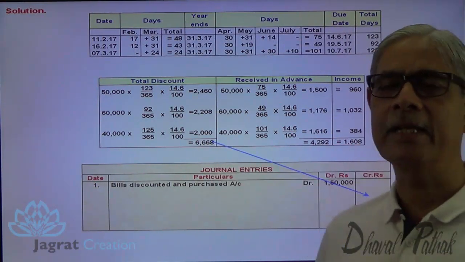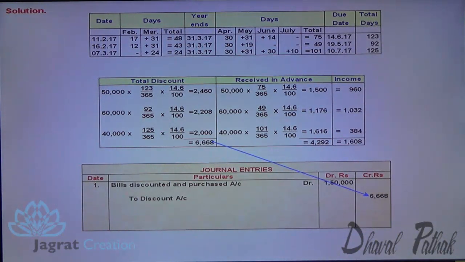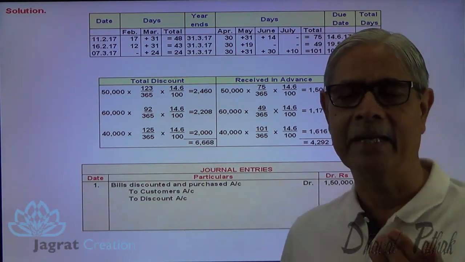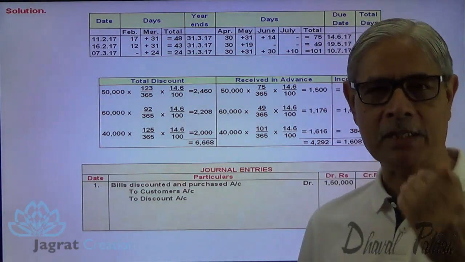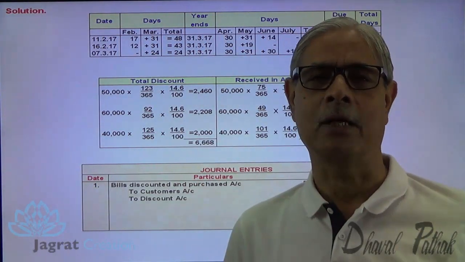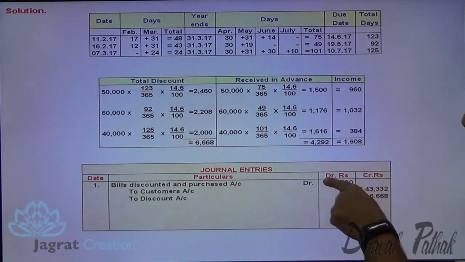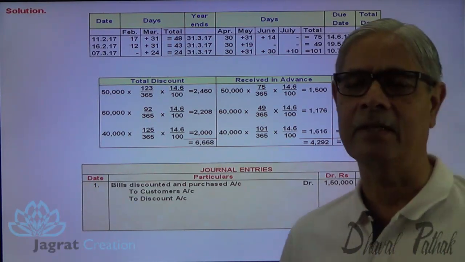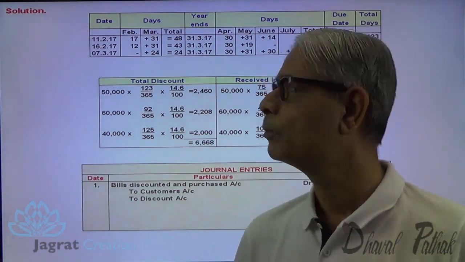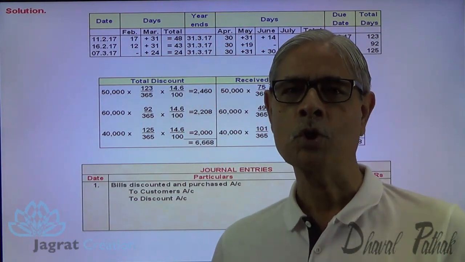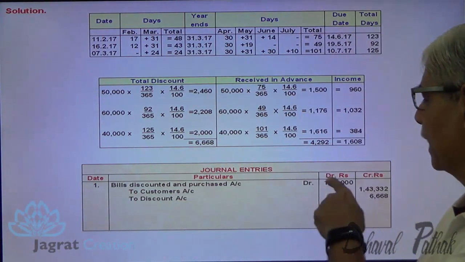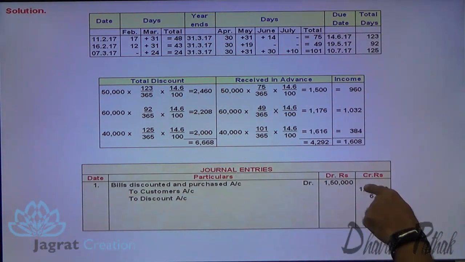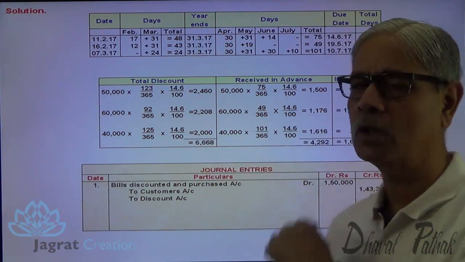Now, this is the total interest and discount received. That's an income: discount account credit 6,668. Second, customers' accounts are credited. Bills are discounted, discount is deducted, and the balance amount is credited to the customers' accounts. So customers' accounts are credited with the difference: 1,50,000 minus 6,668 is 1,43,332, credited to the various customers' accounts, meaning three customers' accounts. So bills discounted and purchased account debit, the right to receive, is 1,50,000. I have given customers 1,43,332 as the credit, and this is my total discount income.